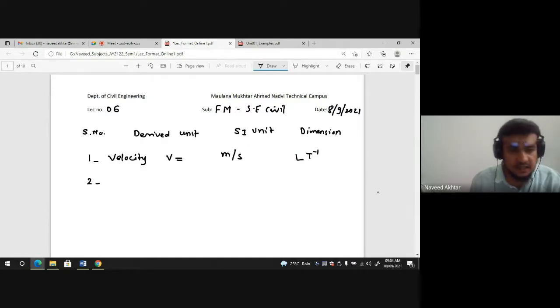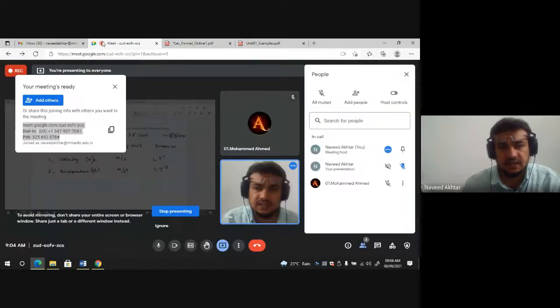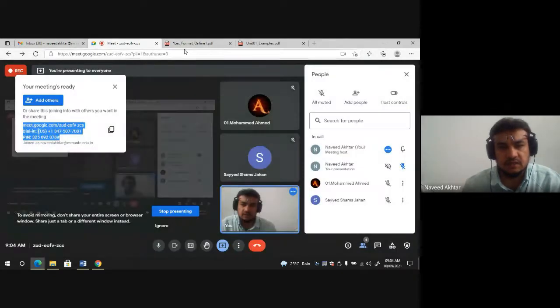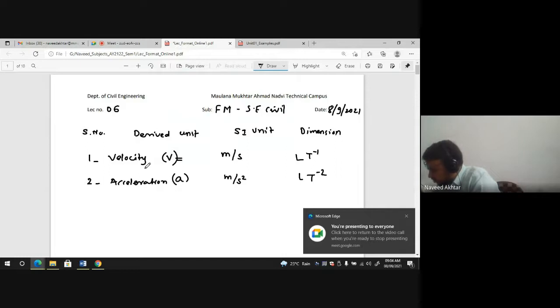Second, acceleration. Acceleration is generally denoted by small a, and it is measured in meter per second square. If you write the dimension, it is LT raised to minus 2, because it is meter per second square.